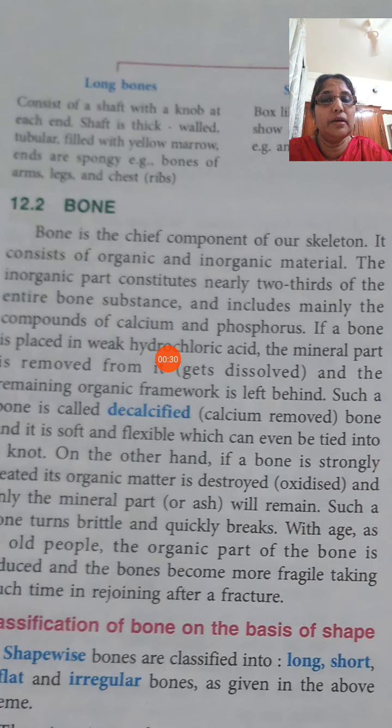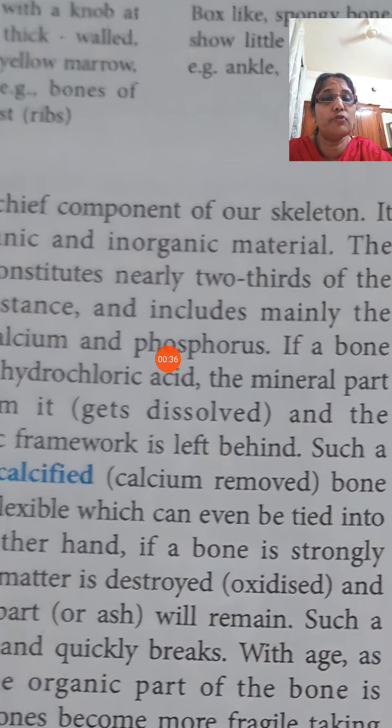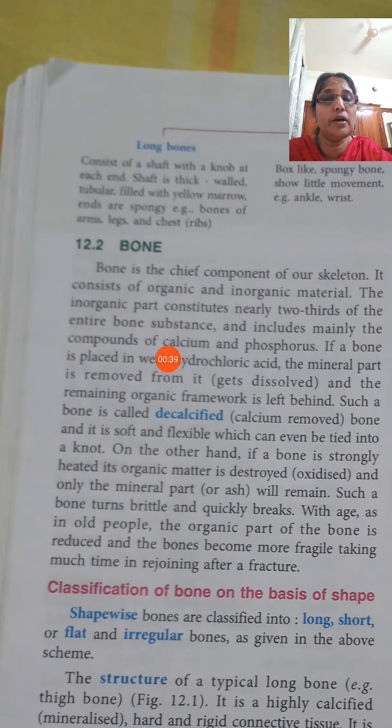Its inorganic part is calcium and phosphorus, which make up 2/3 of the bone. The major part of the bones is calcium and phosphorus, which are inorganic substances. Organic means carbon, hydrogen, oxygen, etc. That makes up 1/3 of the bone.